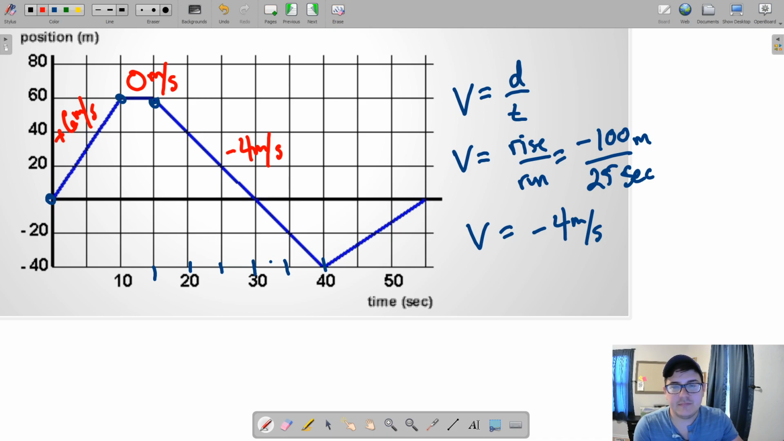All right, and last but surely not least, I want you to try this last little portion right here and see if you get the same answer as me.